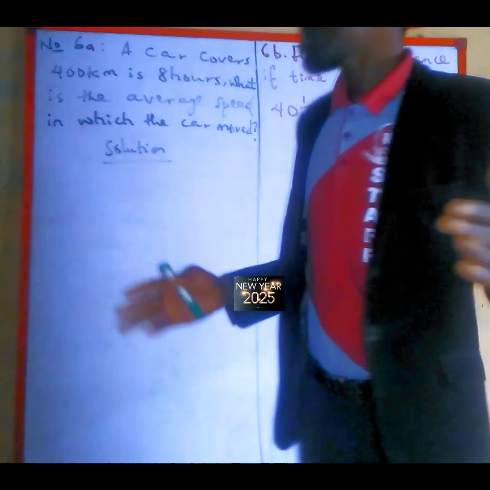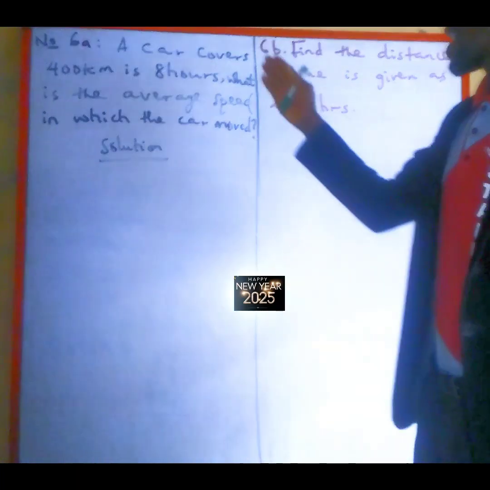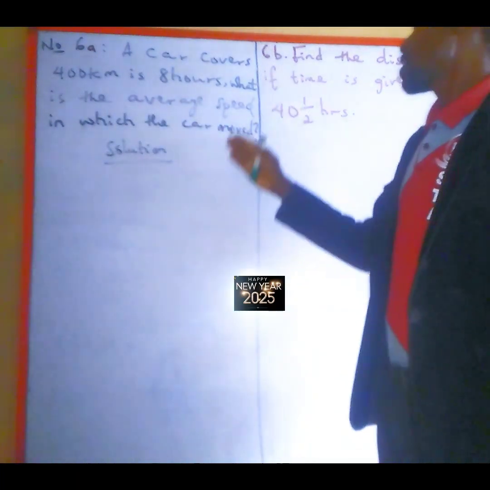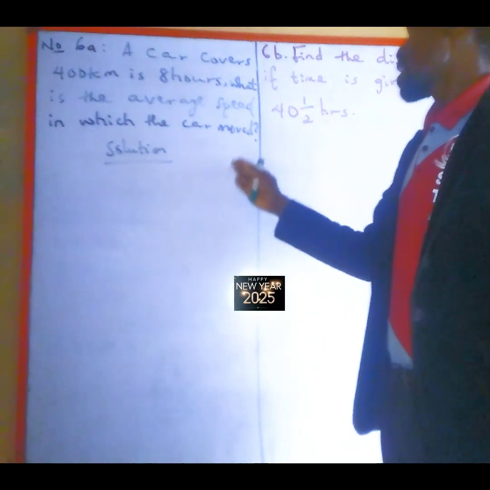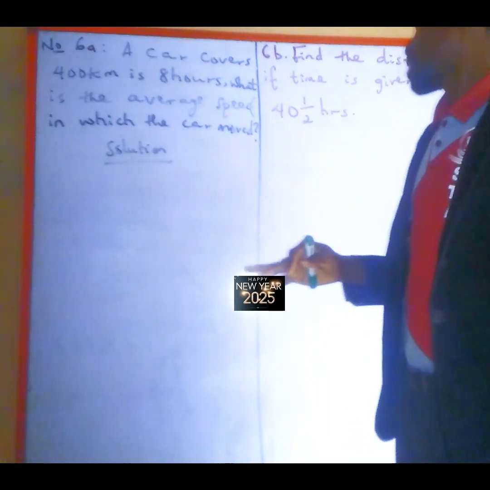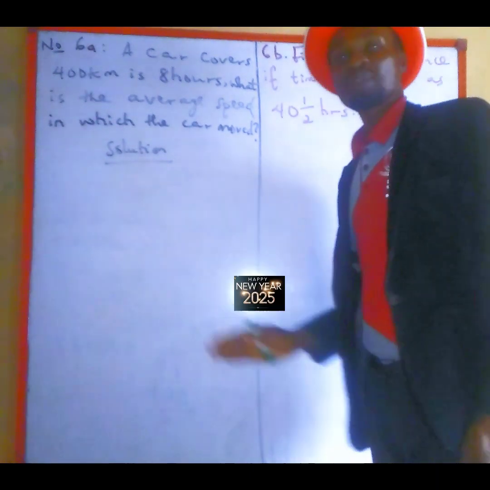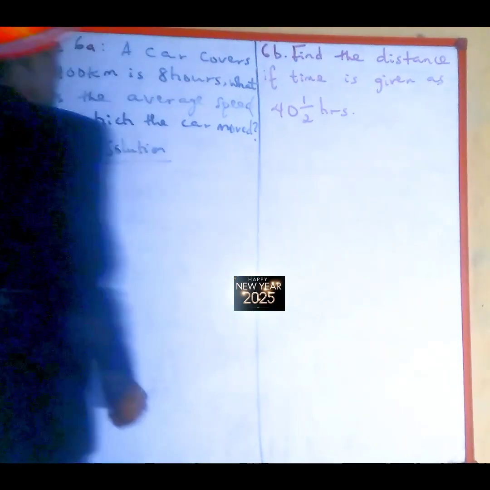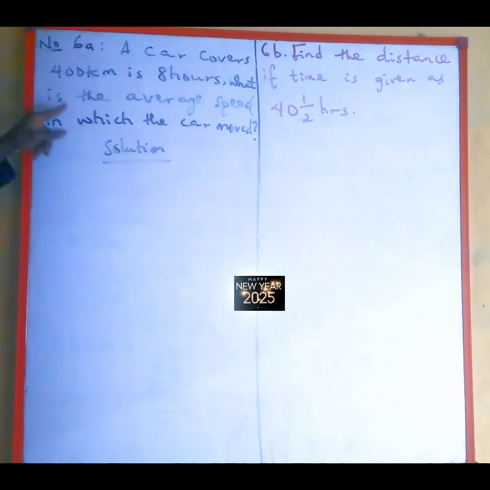And this question is on the board. It says a car covers 400 kilometers in 8 hours. What is the average speed in which the car moved? Okay, let's calculate and see where this car is traveling to. Alright, the first thing, a car covers 400 kilometers in 8 hours. What is the average speed?